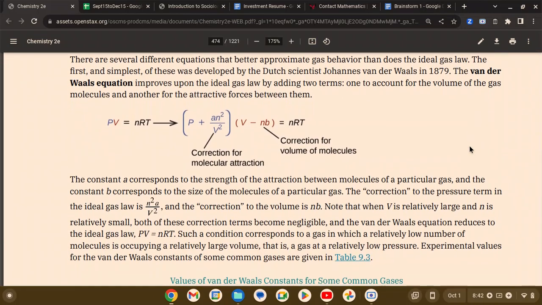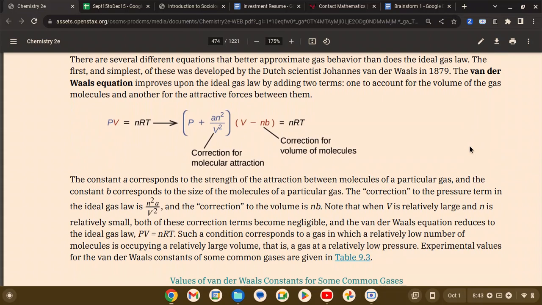There are several different equations that better approximate gas behavior than does the ideal gas law. The first and simplest of these was developed by the Dutch scientist Johannes van der Waals in 1879. The van der Waals equation improves upon the ideal gas law by adding two terms, one to account for the volume of the gas molecules and another for the attractive forces between them. The constant a corresponds to the strength of the attraction between molecules of a particular gas, and the constant b corresponds to the size of the molecules of a particular gas.